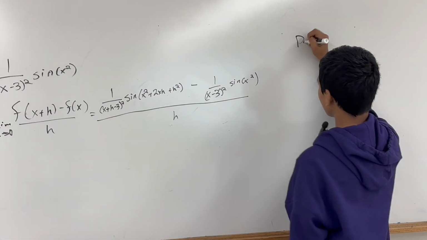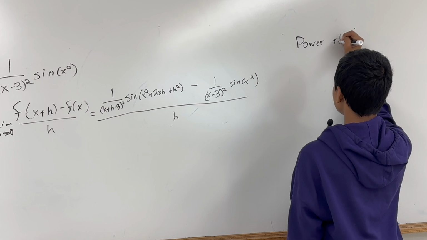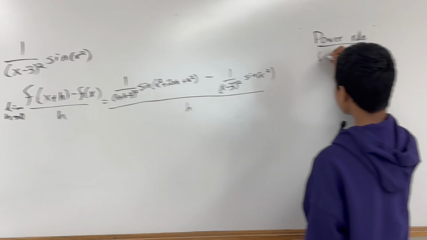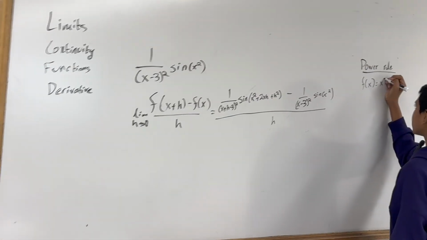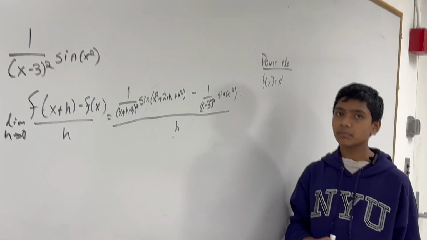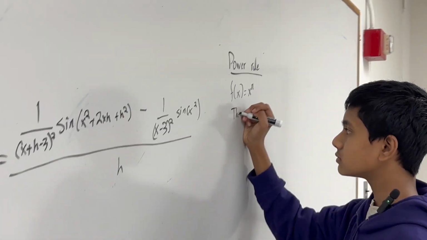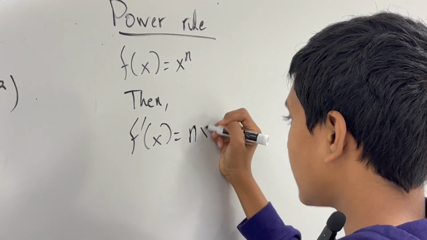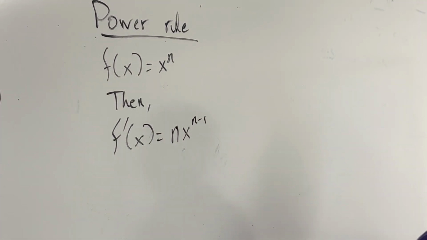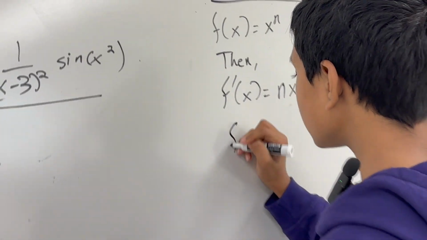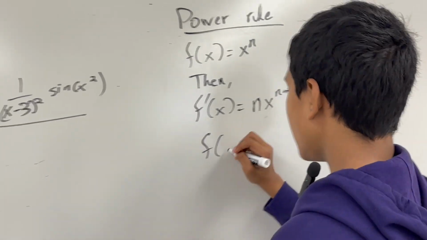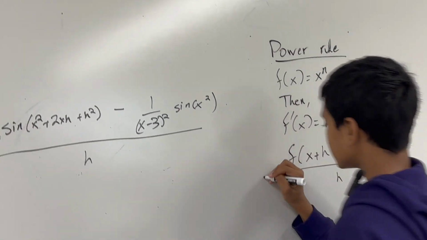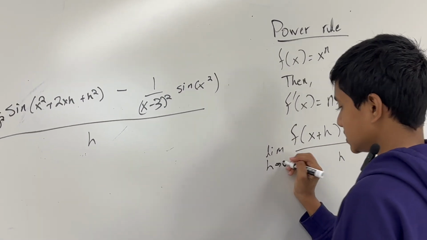So earlier we figured out the power rule, but I'll repeat the derivation again. Given that f of x is of the form x to the n, n being any real number, then f prime of x is equal to n x to the n minus 1. How do we know this? Well, let's take the raw definition: f of x plus h minus f of x, divided by h, the limit as h approaches 0.